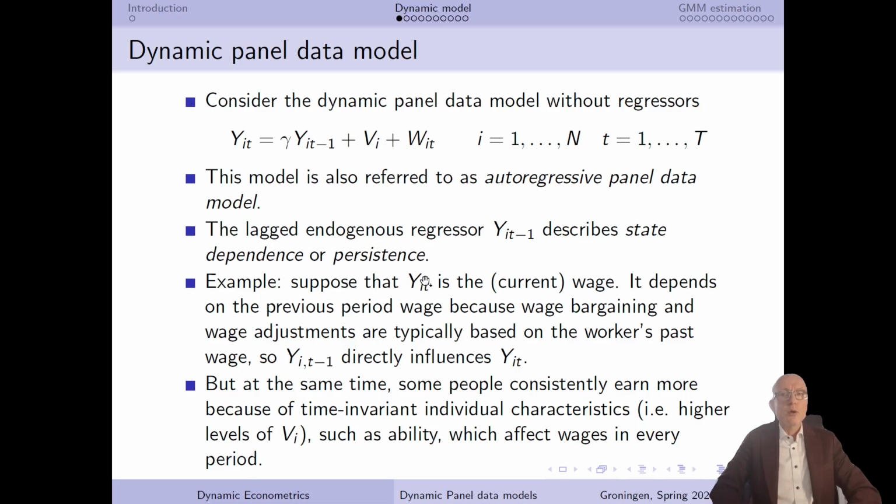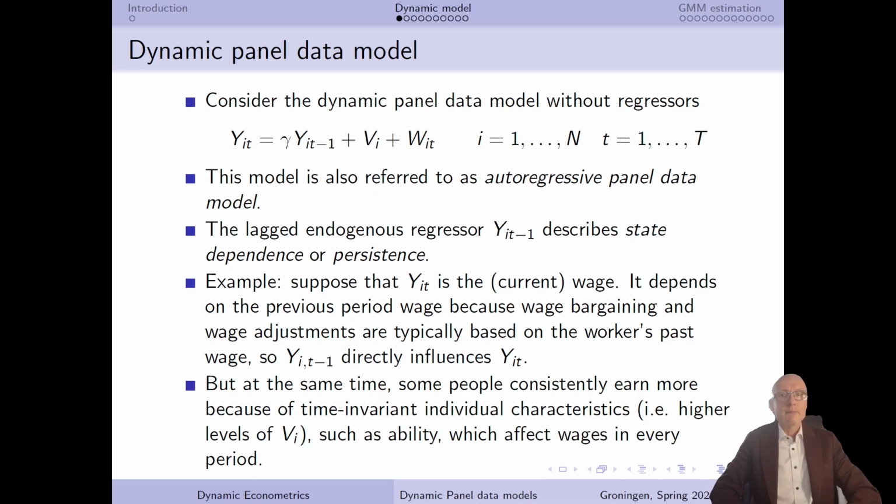In order to go on with the theory, it might be good to first of all look at a couple of different examples. The first example is that we are going to suppose that the y_it that we have over here is the so-called current wage, so for example the hourly wage of a particular individual. It depends on the previous period's wage, because wage bargaining and wage adjustments are typically based on the worker's past wage, so y_i,t-1 directly influences y_it.